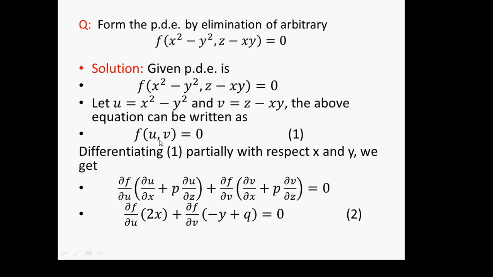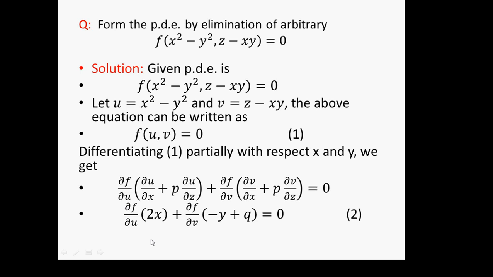Now putting all these derivatives, del u by del x, here we have 2x, del u by del z, del v upon del x and del v upon del z values in the equation, we have equation 2, that is del f upon del u into 2x plus del f upon del v into minus y plus q is equal to 0. This is equation number 2.